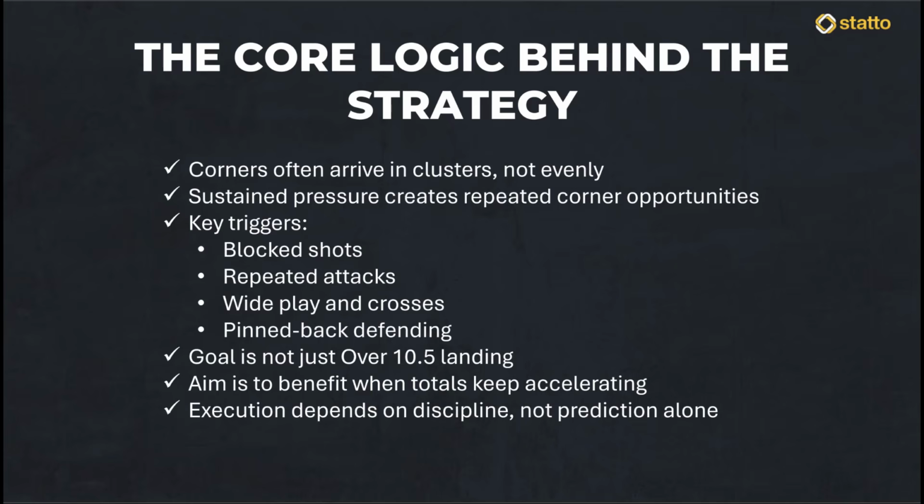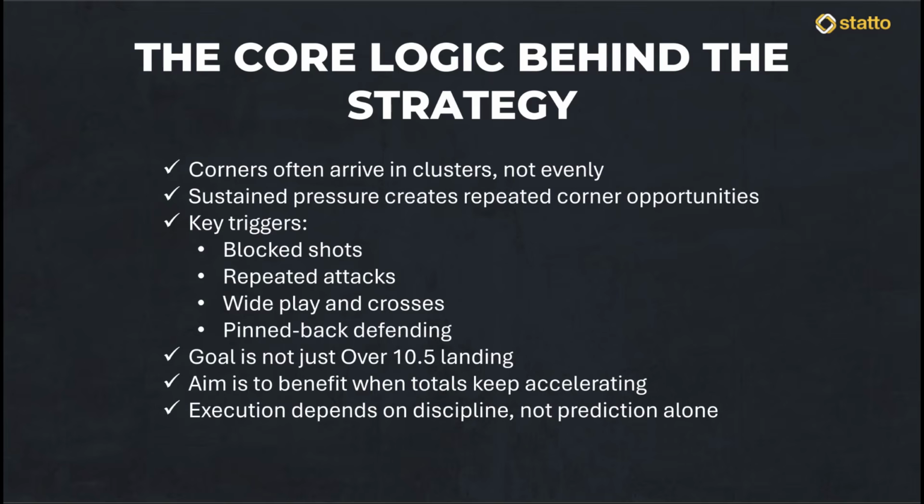So instead of just backing something like over 10.5 corners and being paid once, the idea is to recognize when a match has the potential to go beyond that level and structure your bets in a way that allows you to benefit from that extra movement. Once you understand that core logic, the execution becomes a matter of discipline.